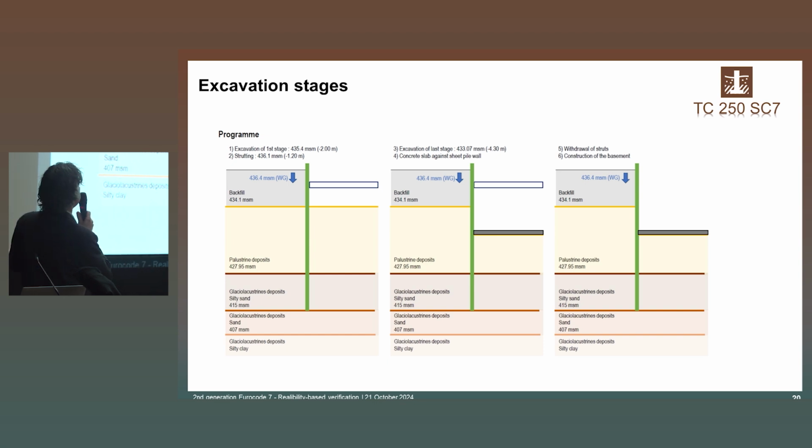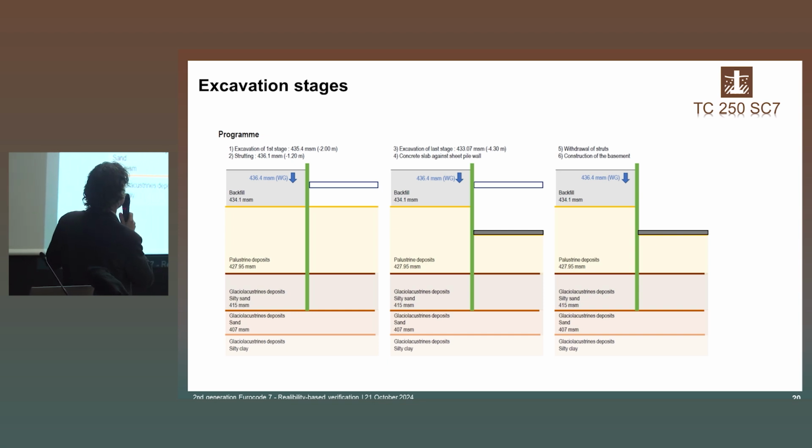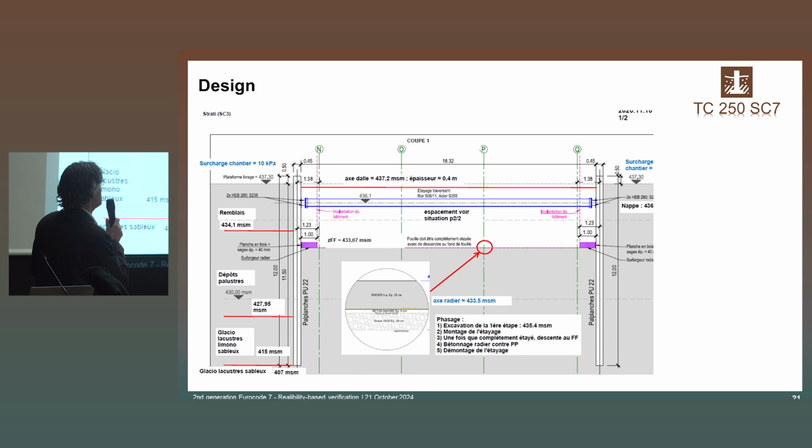You can also see that there are a number of different geotechnical units here. You have a backfill, you have palustrine deposits, which are quite bad, and then finally you have glacial lacustrine deposits. This is the design which was proposed by the engineers. We have a 12-meter deep sheet pile wall, then here you have the excavation, and one level of struts.